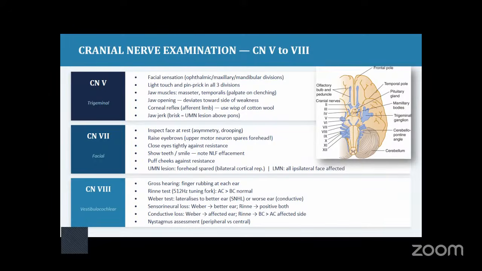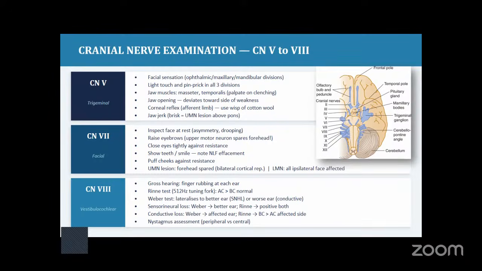So you can assess first just by inspection. Inspect the face at rest, then ask the patient to raise their eyes to differentiate between upper and lower motor nerve lesions. Then ask the patient to close their eyes tightly, then try and open them. You can ask the patient to show their teeth or smile. From observation, we are looking for the nasolabial fold, deviation of the mouth. Ask the patient to puff out their cheeks with air and try and push the cheek to see if they can keep the air in their mouth.